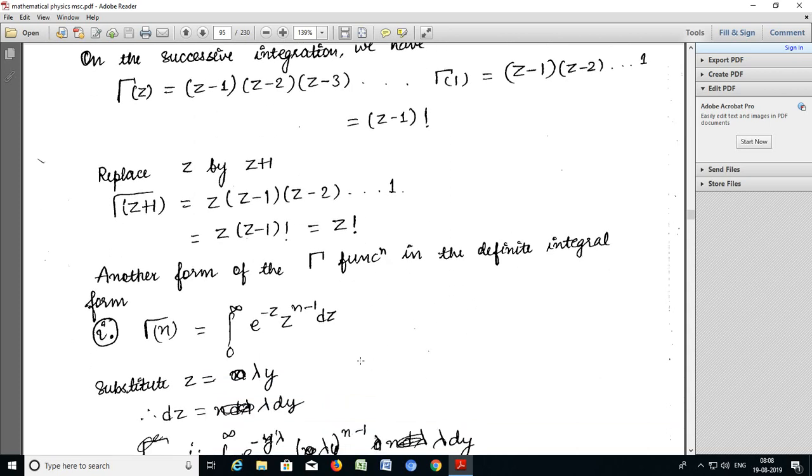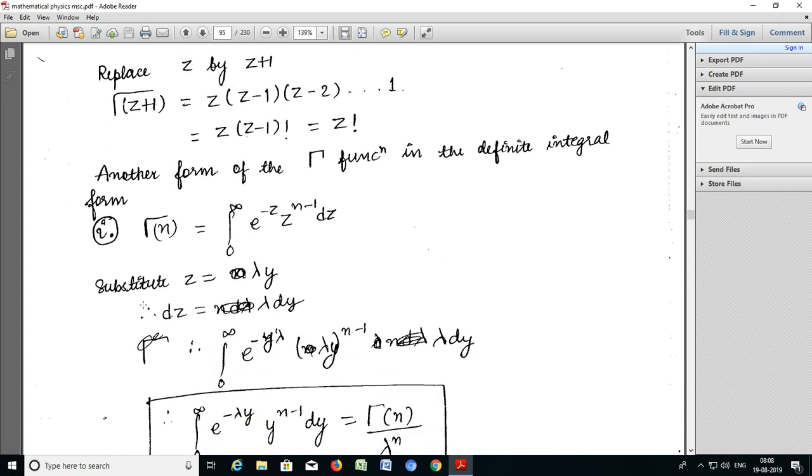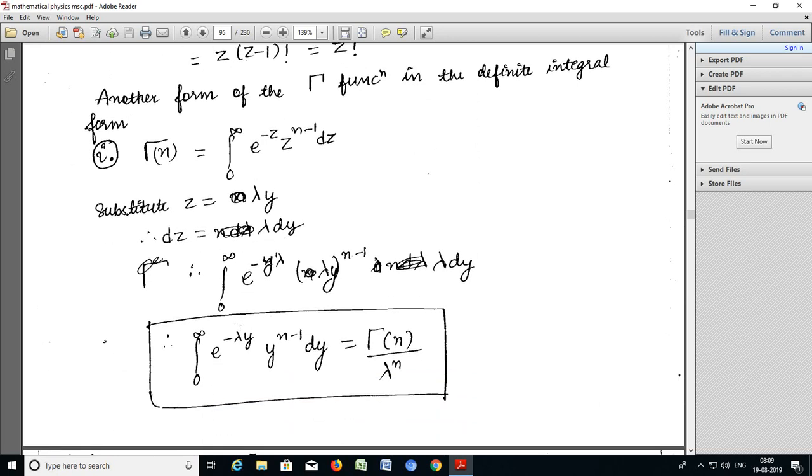So gamma z plus 1 is z into z minus 1, z minus 2, and so on. We can write z into z minus 1 factorial, or it is simply z factorial. Another form of the gamma function in the definite integral form can be written as the integral from 0 to infinity of e to the power minus z, z to the power n minus 1 dz.